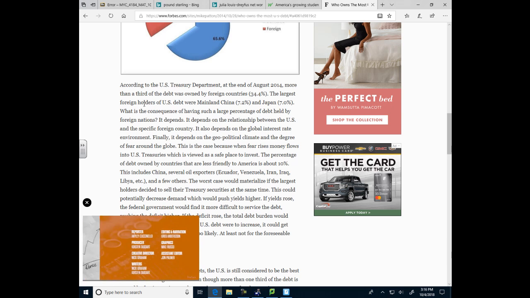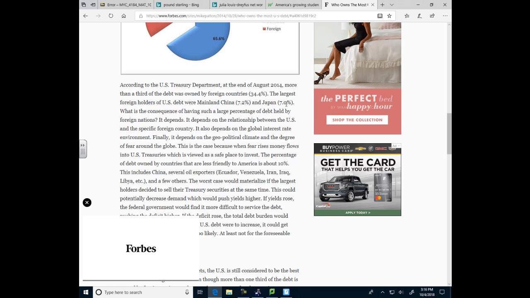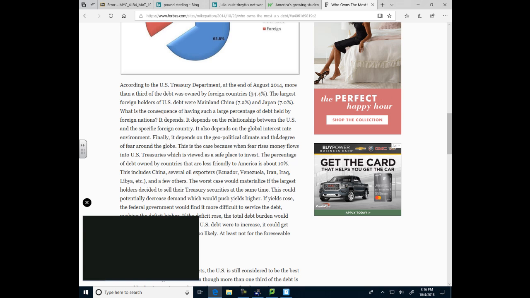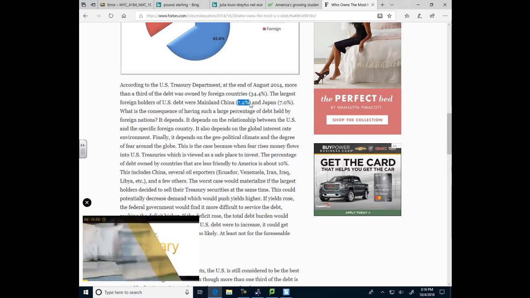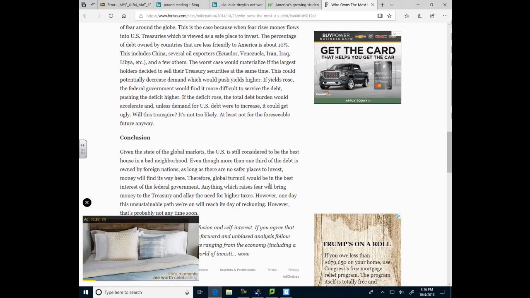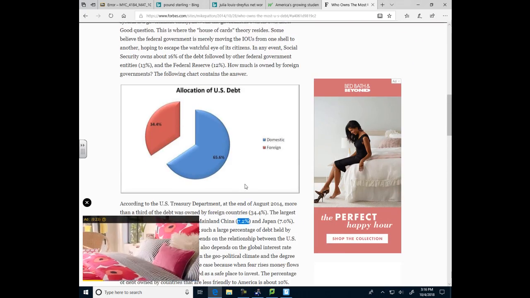It says here the largest foreign holders of U.S. debt were China, 7.2%, and Japan, 7%. So really, that's not that much, is it? China, 7%. I ain't worried about them. I am worried about the $21 trillion.